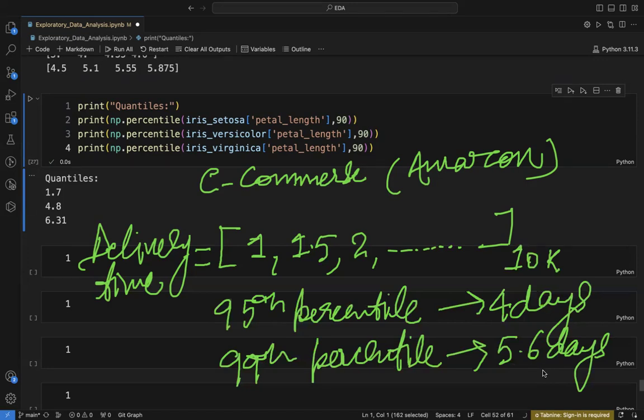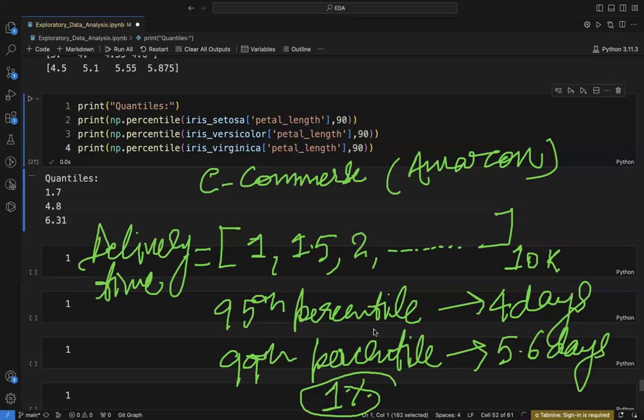Of course, there is 1% of the users or customers who placed orders who didn't get their delivery in, let's say, 5.6 days or 5.5 days. Now if you are managing the supply chain, if you are responsible for delivering the orders on time, you would say, okay, 1%, I need to double down and reduce this number.